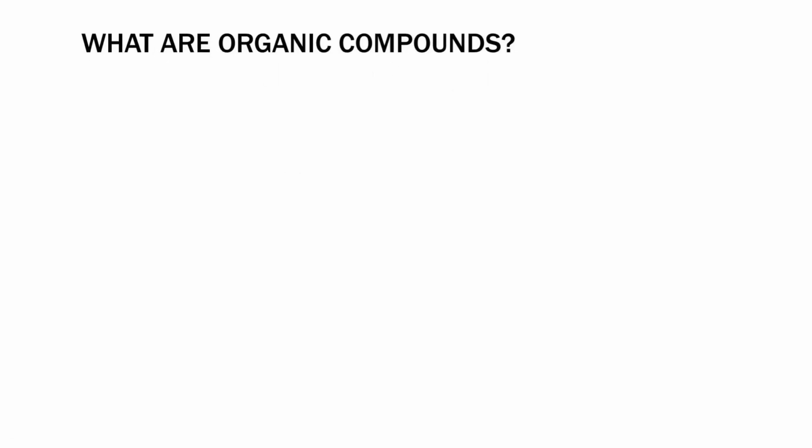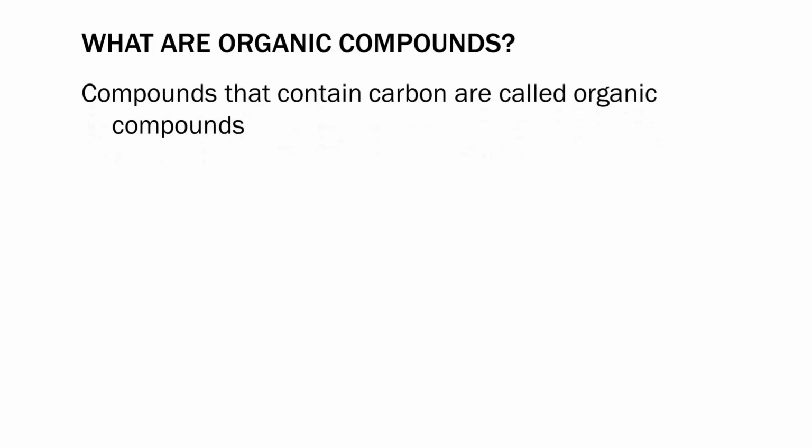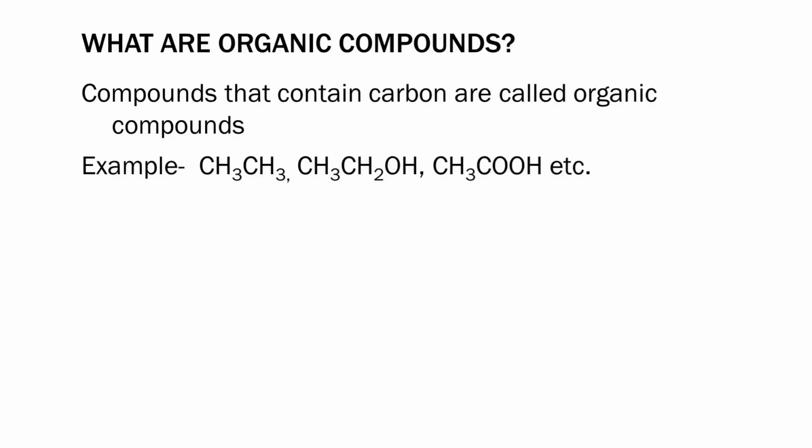So what are organic compounds? Organic compounds are those compounds which contain carbon. So compounds that contain carbon are called organic compounds. For example, CH3CH3, CH3CH2OH, CH3COOH. These compounds all contain carbon, which is why they are considered organic compounds.